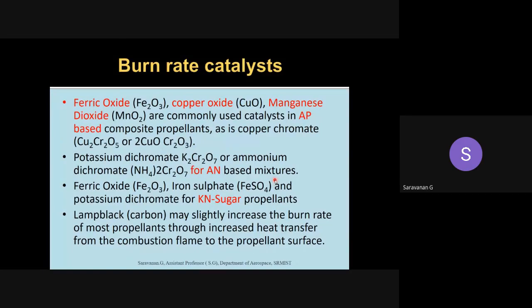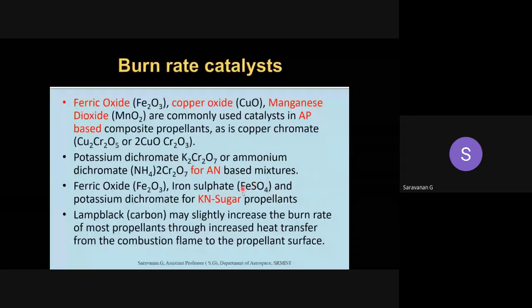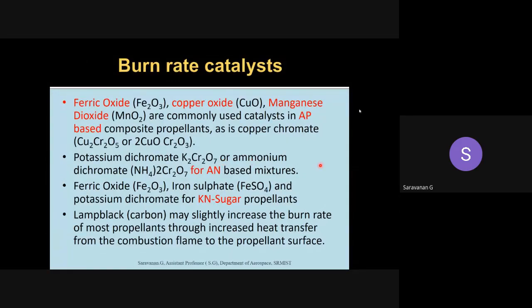So these are all the catalysts that can be used to enhance the burn rate. Our objective is always to enhance the burn rate, so we can add this kind of catalyst. Other catalysts can also be added. These are some examples. The catalyst can be used with ammonium perchlorate, ammonium nitrate and potassium nitrate, and we combine with sugar propellants. If you are using these propellants, we can add this catalyst to enhance the burn rate.